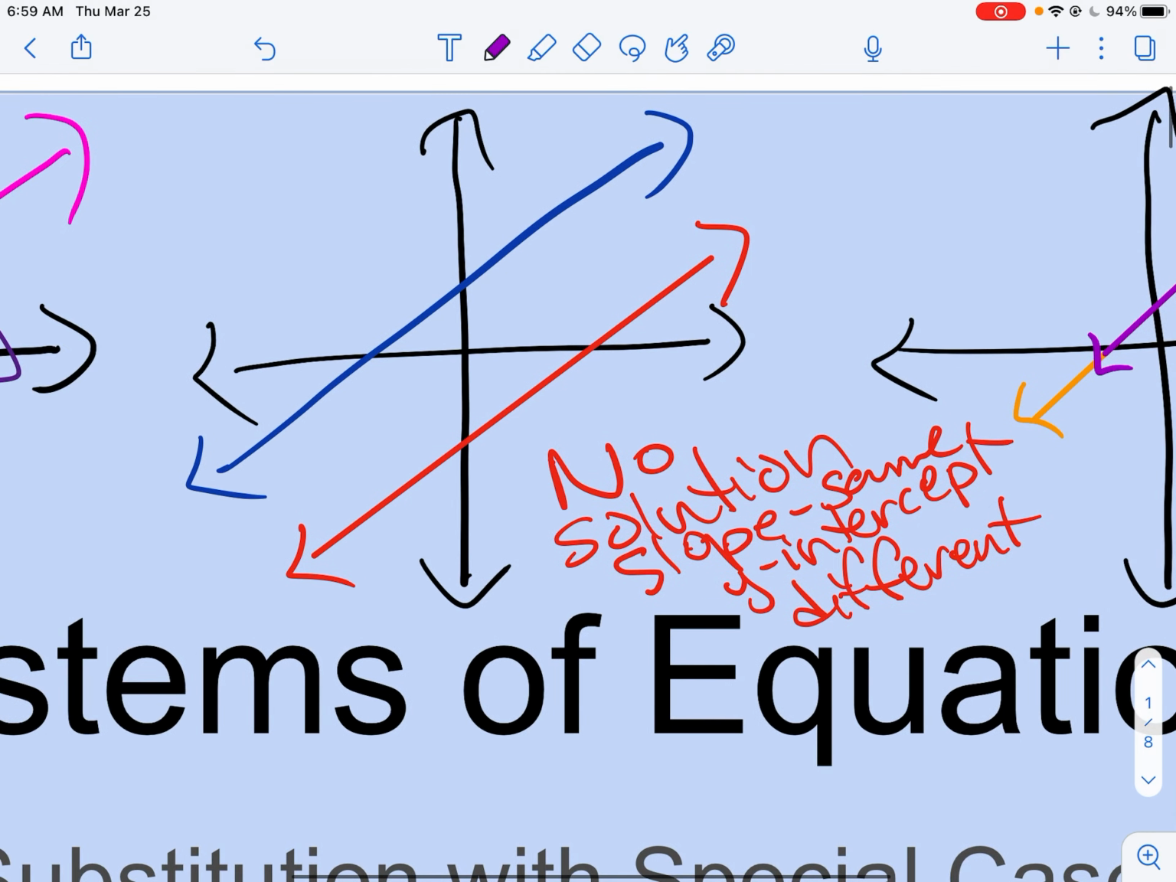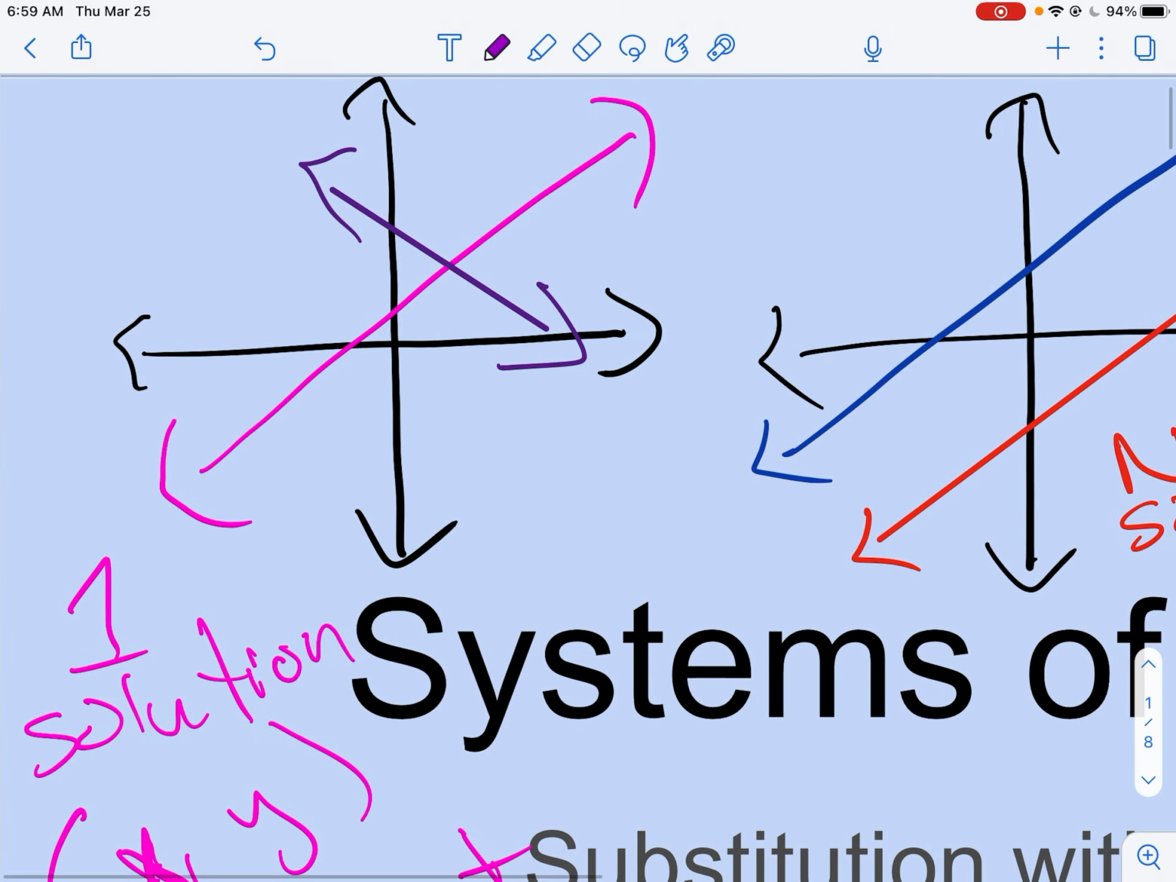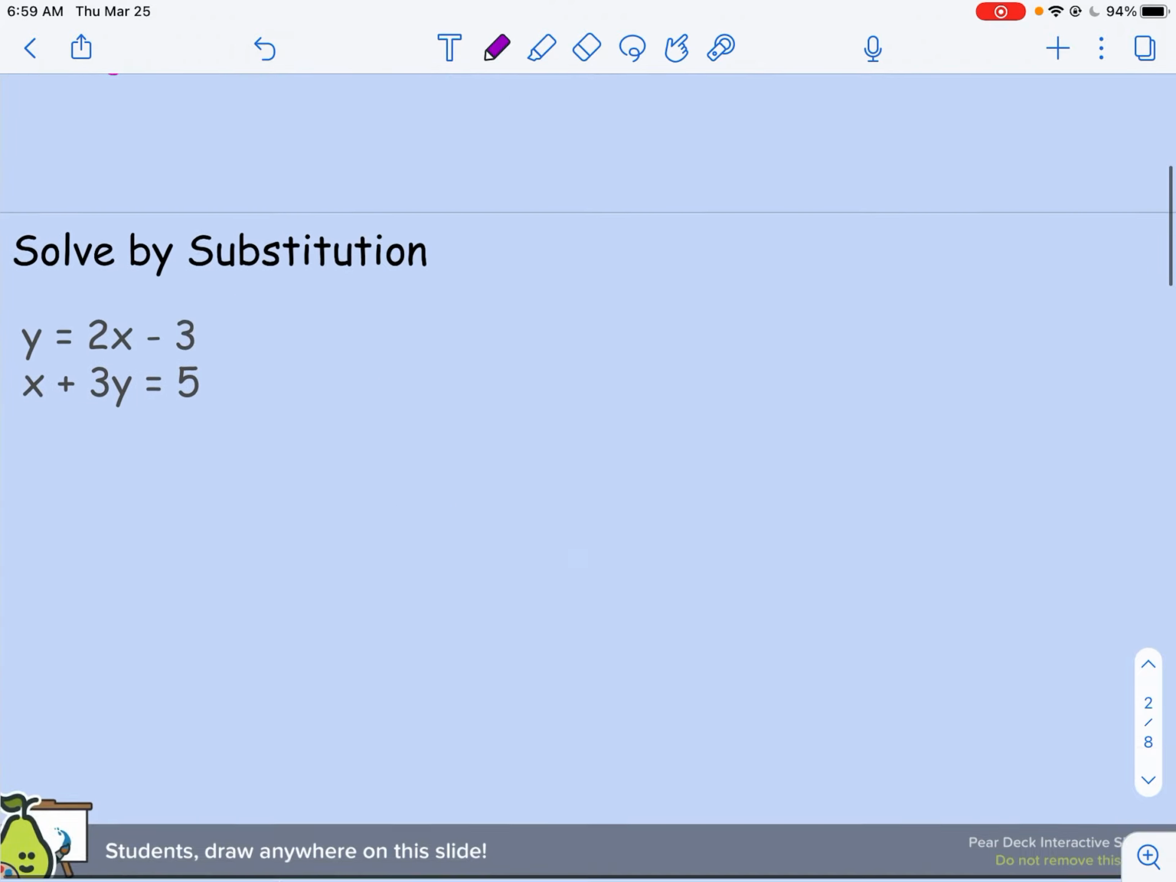When it's infinite solutions, that means all of their solutions are exactly the same. No solutions, that means that they never run into each other. And over here, if they have one solution, that one point where they run into each other, that is the solution. So now we have to do it with substitution.